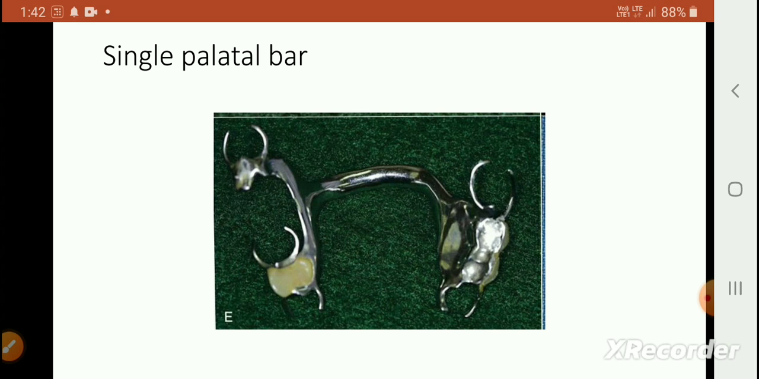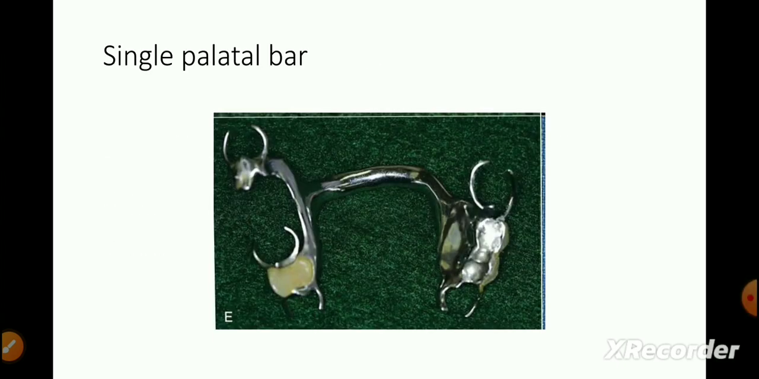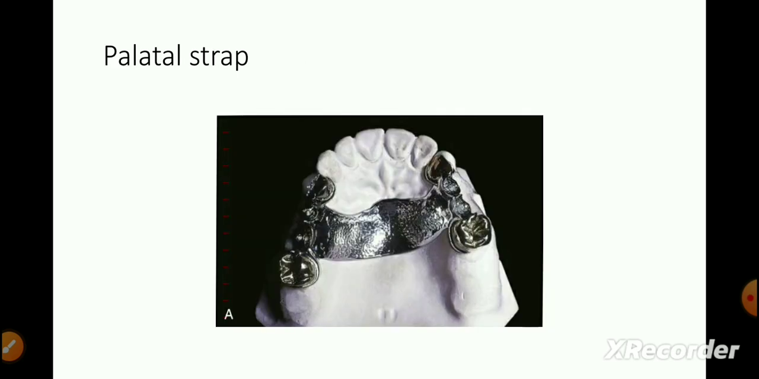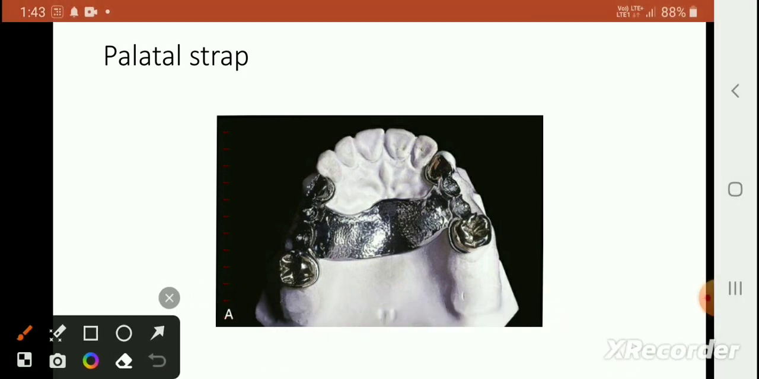It is half oval in shape with the thickest point at the center. So this is all about the single palatal bar. The second maxillary major connector is the single palatal strap. This is the picture of the single palatal strap.